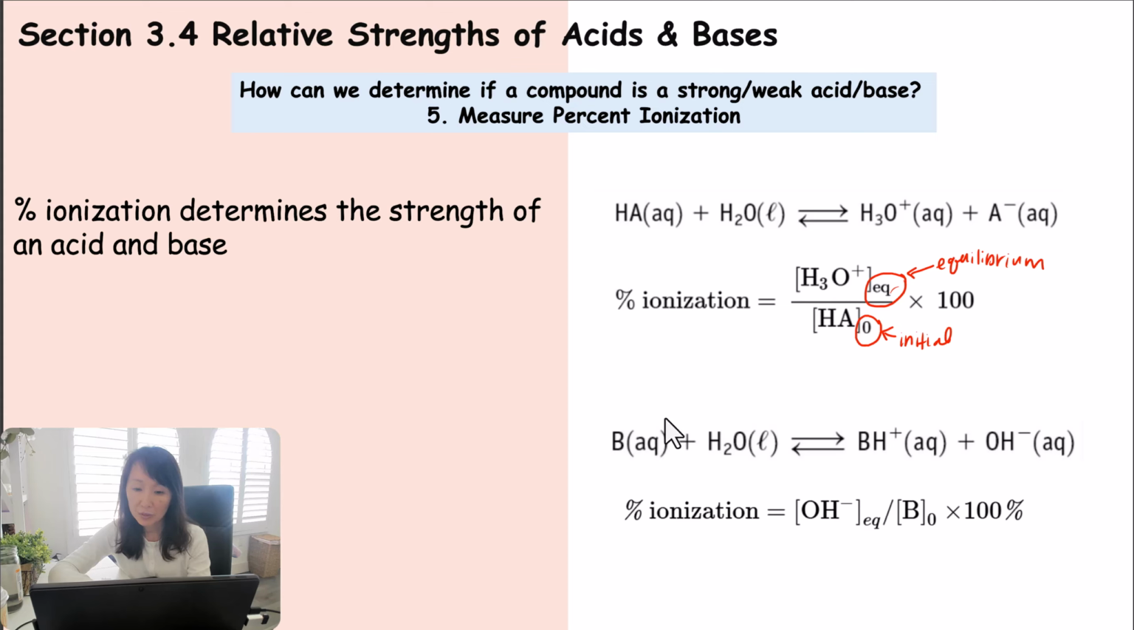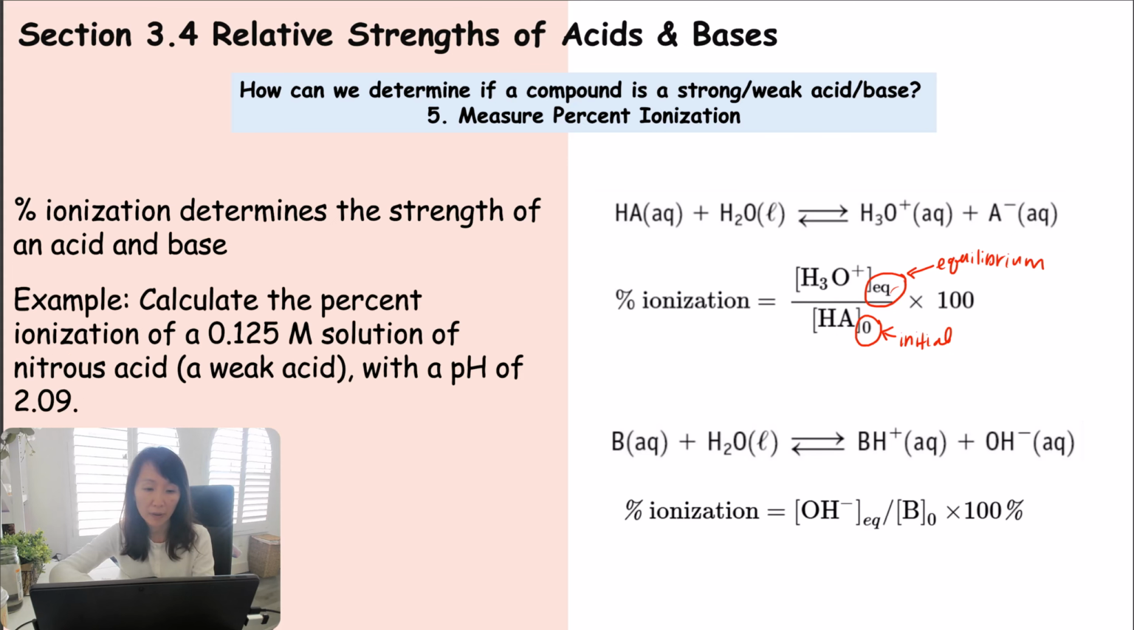Same for base. Added with water, you have the base accepting the hydrogen from the water, forming BH+, and then you have hydroxide in the end. Percent ionization is the hydroxide at equilibrium all over the base at initial. Just very similar to the percent ionization right above.